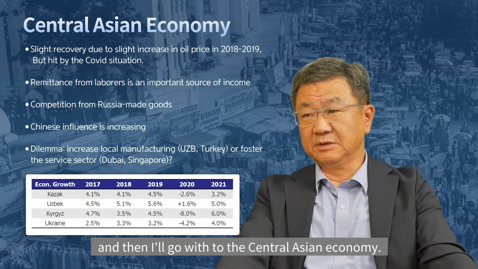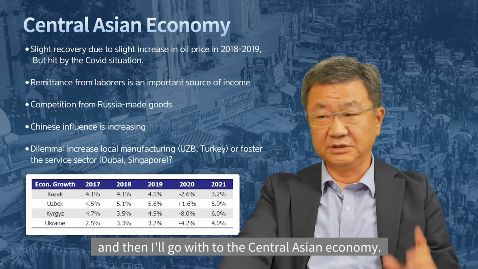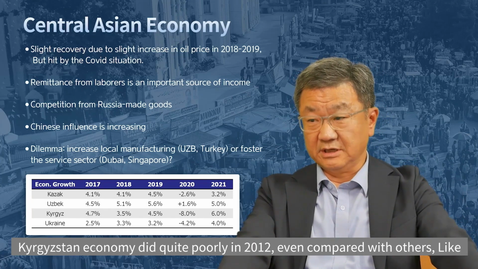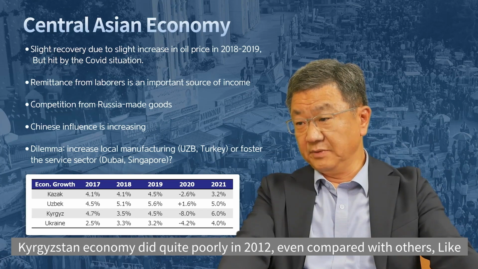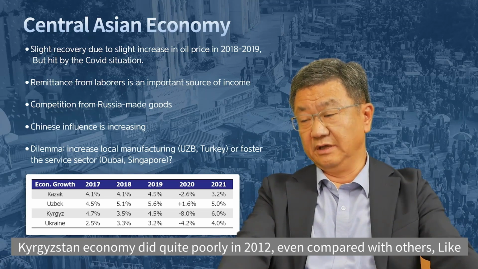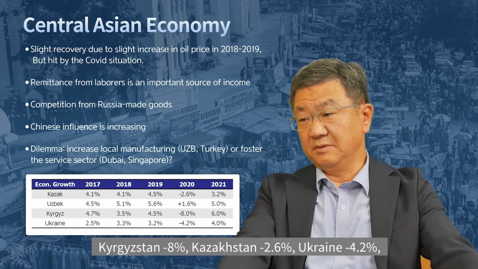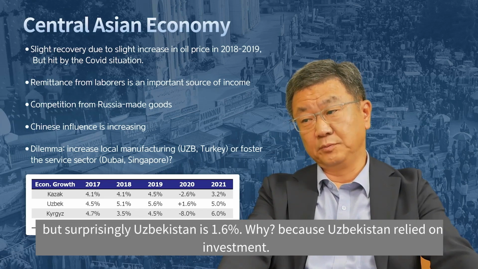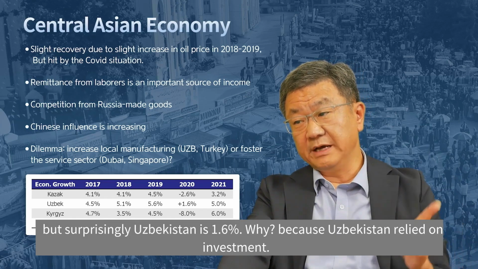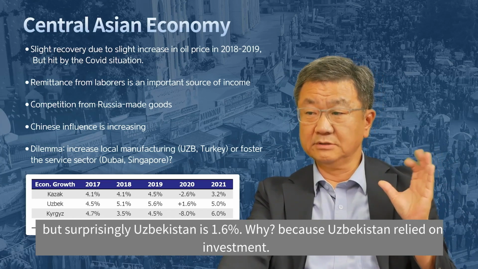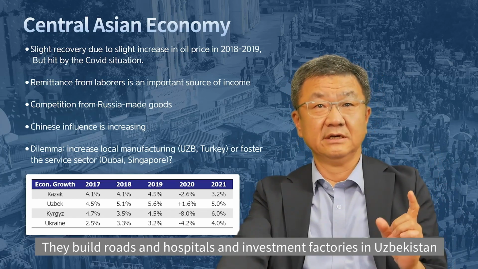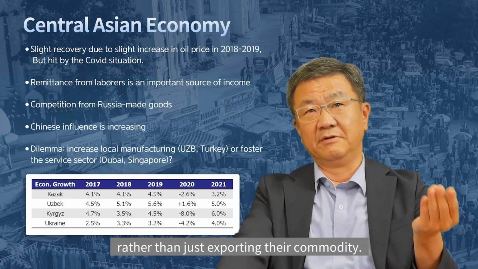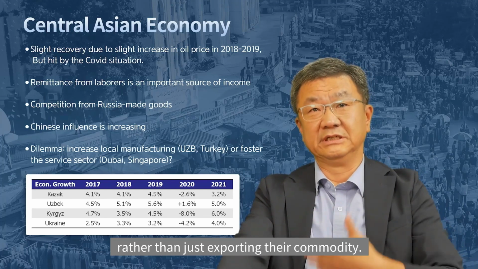So I'm going to skip a few and then now go to the Central Asian economy, because I know some of your countries' students are from Kyrgyzstan. You can see the Kyrgyzstan economy did quite poorly in 2012, even compared with others. Like Kyrgyzstan minus 8%, Kazakhstan minus 2.6%, Ukraine minus 4.2%, but it's surprising Uzbekistan is 1.6%. Why? Because Uzbekistan relied on investment. They built roads and hospitals and investment factories in Uzbekistan rather than just exporting their commodity.